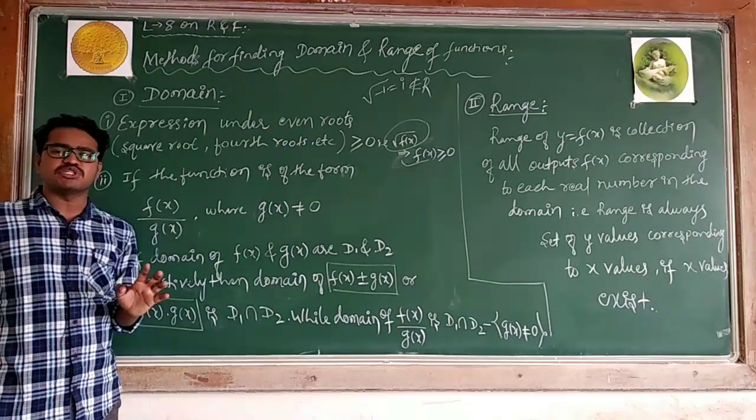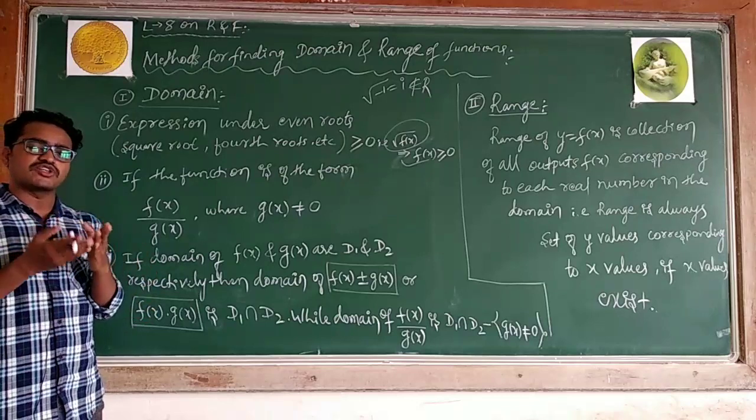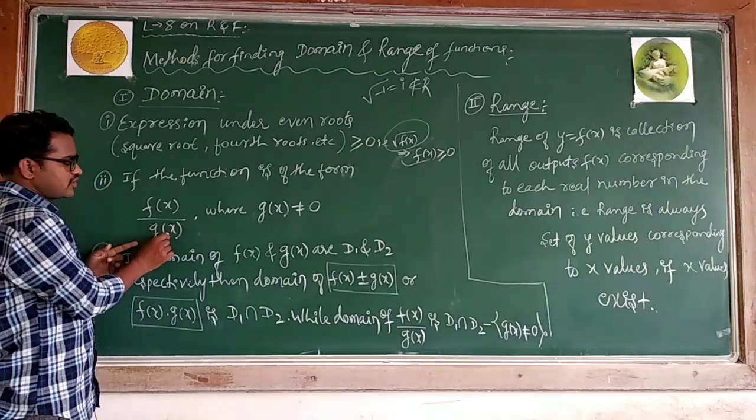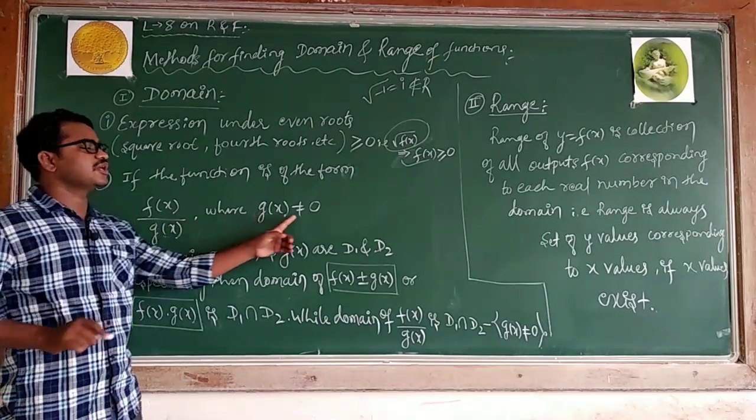Function does not exist means what? We are not getting values. It means the function is not defined. When a function is not defined, we will not get a value, so you have to avoid that. Whenever there is a denominator, any function, it may be g of x or f of x, that should not be equal to 0.